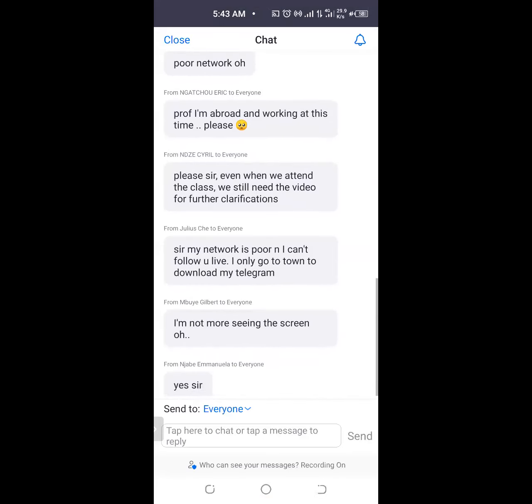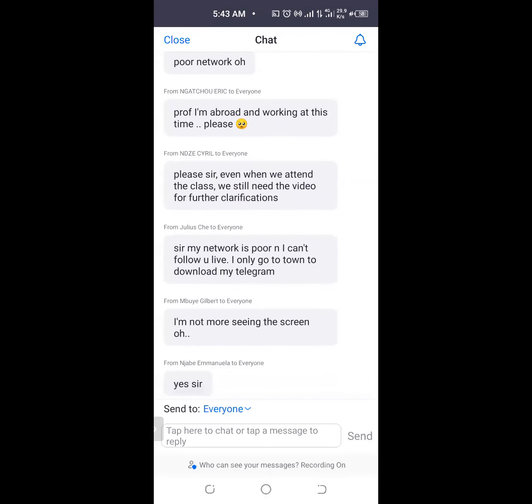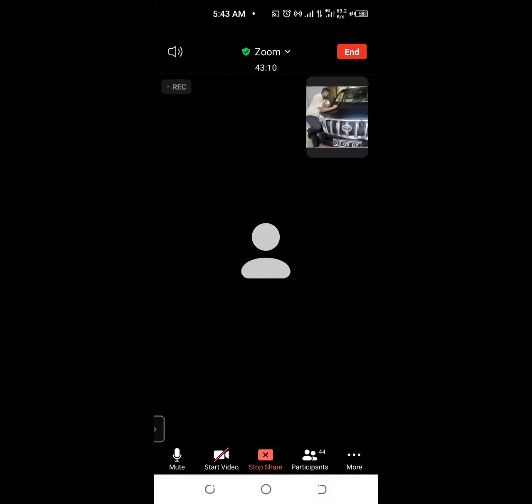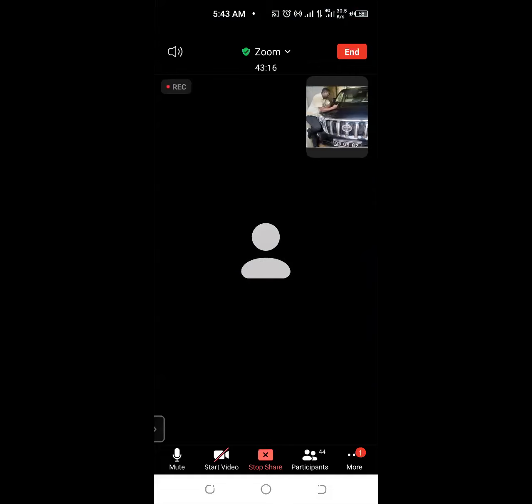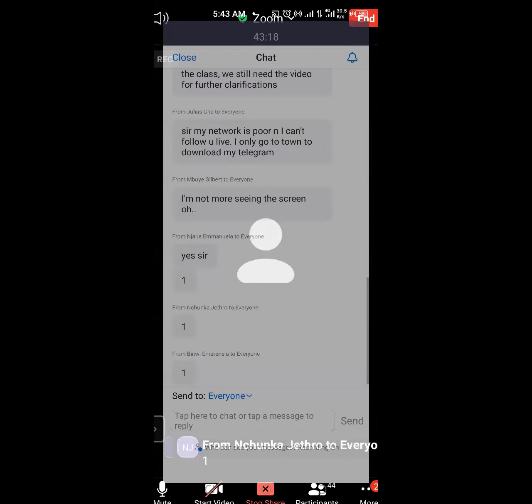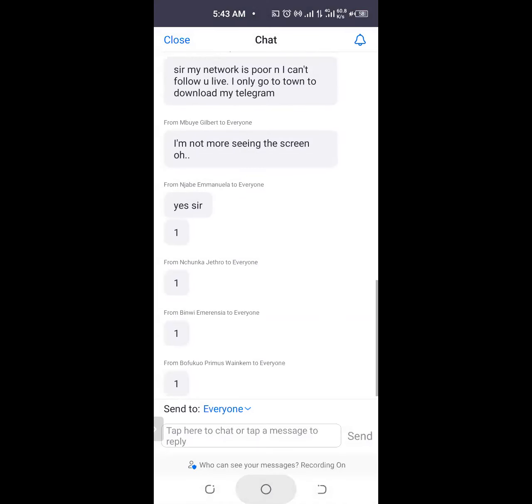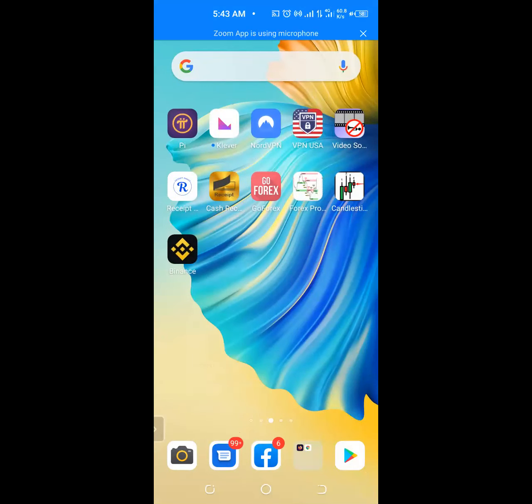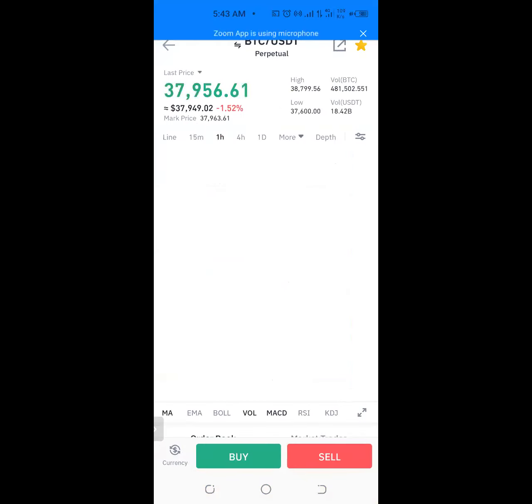Somebody says he's not seeing the screen. Gilbert says he's not seeing my screen. If you are seeing my screen, type 1 in the comment box, so everybody can see my screen. That's great. Now, let's go.